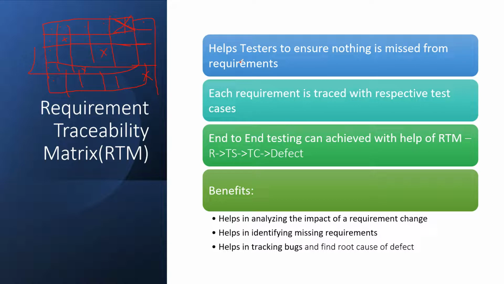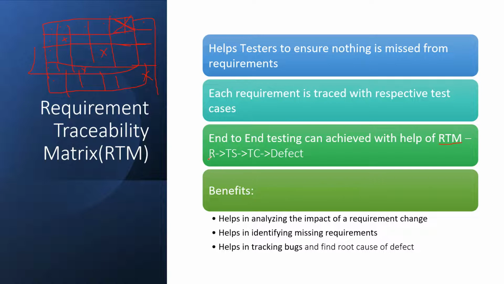It helps testers to ensure nothing is missed from the requirements. If the test coverage is full, are we covering all the requirements in the provided requirement specification? To ensure that, each requirement is traced with respective test cases. This is useful during regression or end-to-end testing. End-to-end testing can be achieved with the help of the requirement traceability matrix.